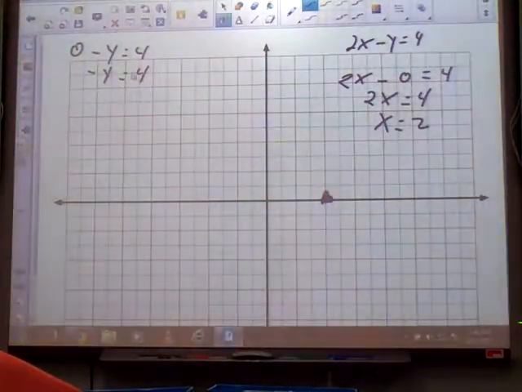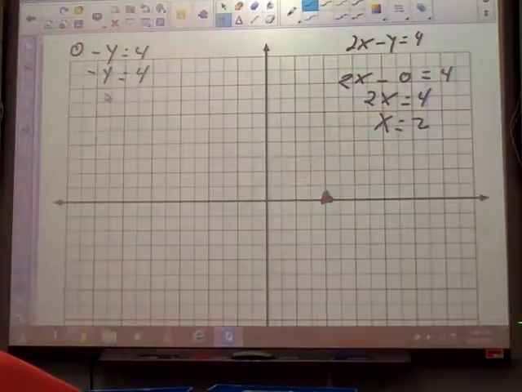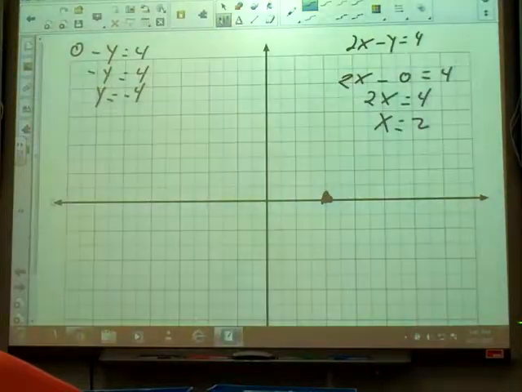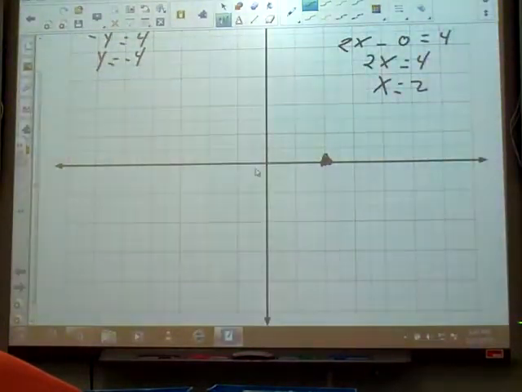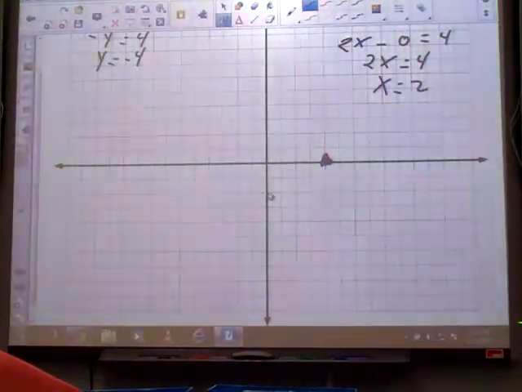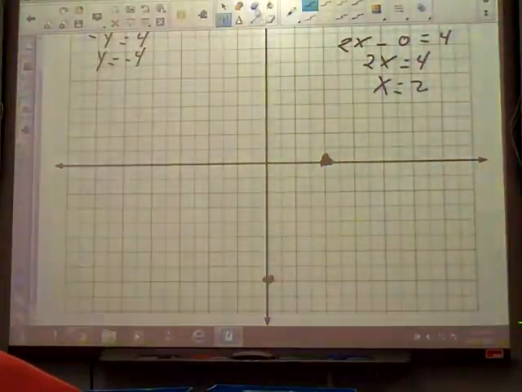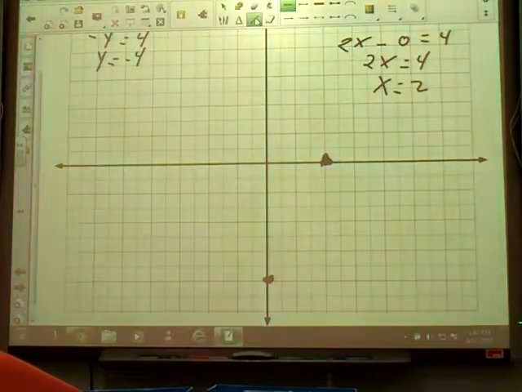Which now all I would do to solve, my y is being multiplied by negative 1, so I would divide by negative 1. So I would have negative 1, 2, 3, 4. And that would be my line to connect.